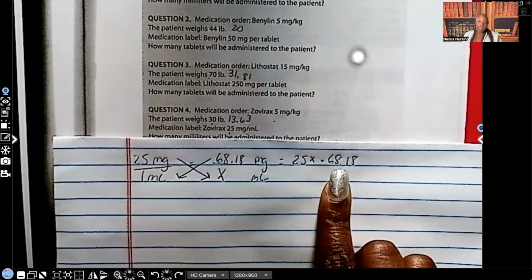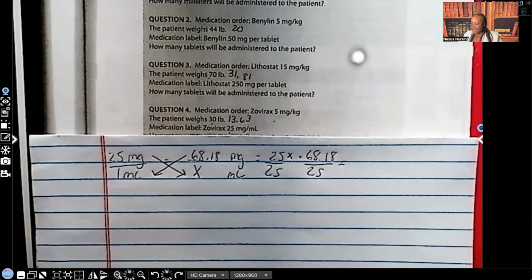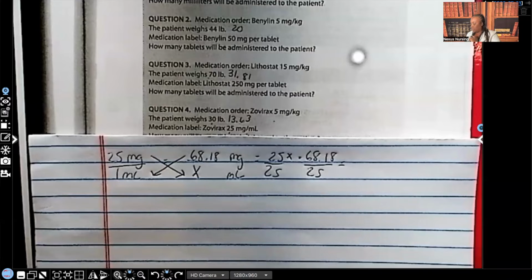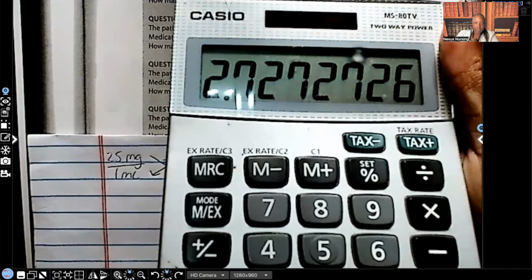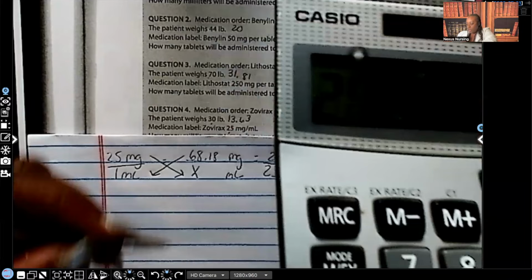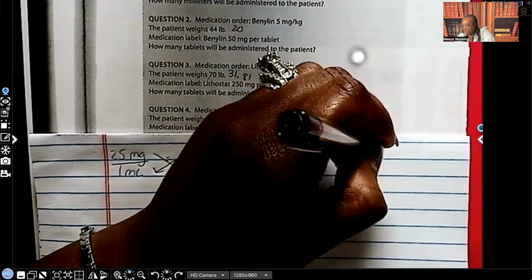We have to get X by itself. So what do we do? Again, divide by both sides. Divide by 25, divide by 25. 68.18 divided by 25 should give you 2.72727, etc. So let's write that down. 2.727.